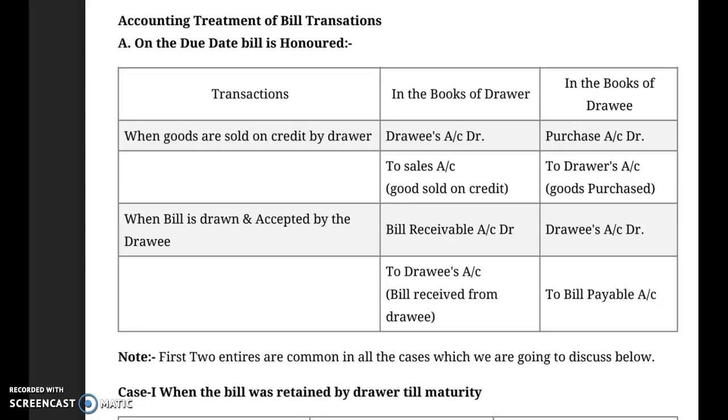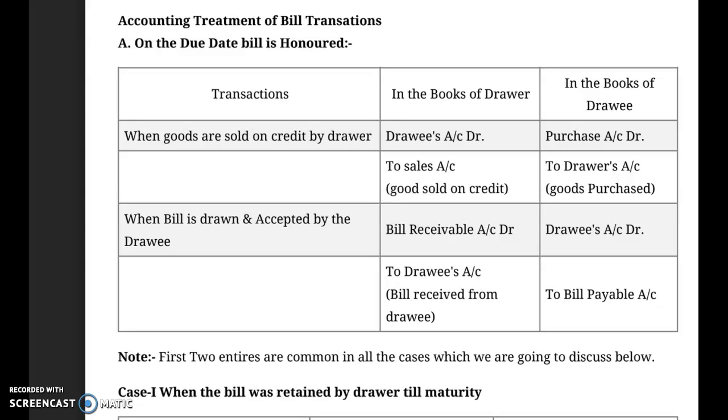First case was when the bill was held by the drawer himself till the date of maturity. The first case is retaining of the bill by the drawer with himself till the due date of maturity. Second case was when the bill was discounted from the bank by the drawer. Third case was when the bill was endorsed to any third party or to a creditor. And the last case was when the bill was sent to the bank for collection.